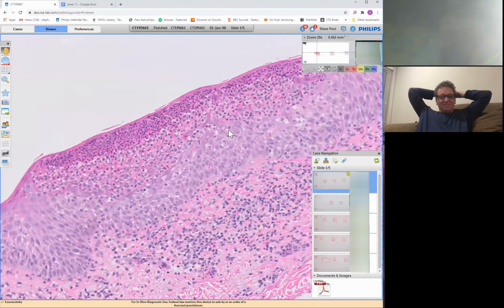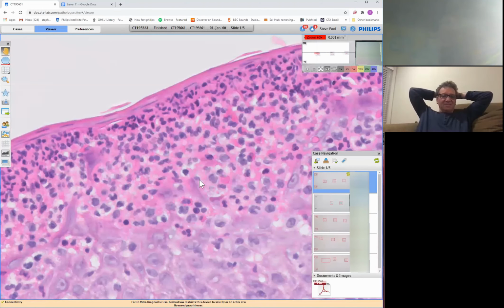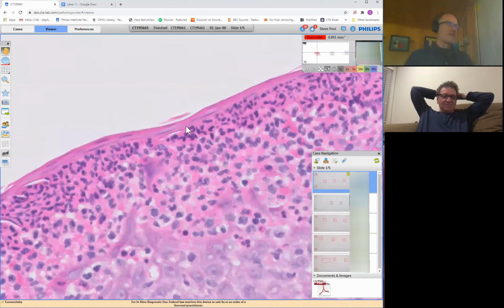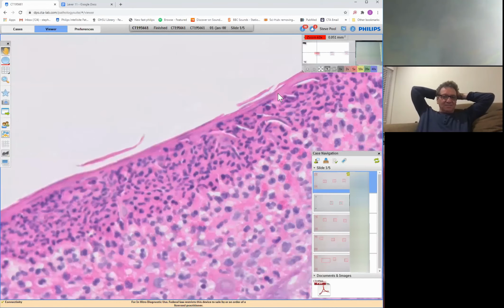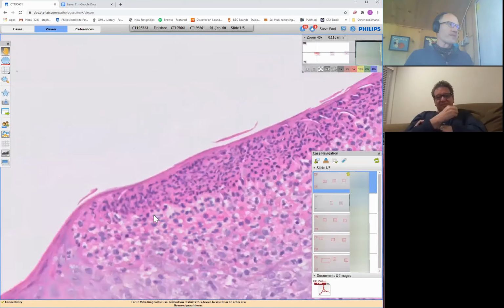And then if you move over here, here's an intraepidermal collection of neutrophils, and there are also some eosinophils in here. And it's beneath a layer of parakeratosis, so we know that this is not just related to picking. This is part of the pathophysiologic process affecting this patient.